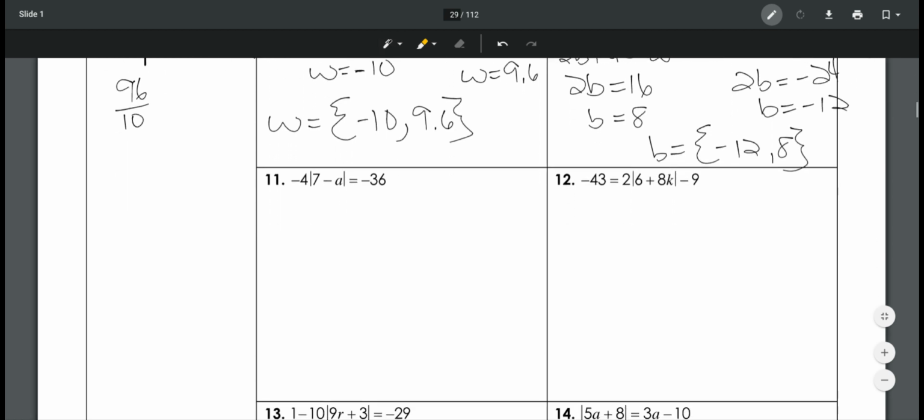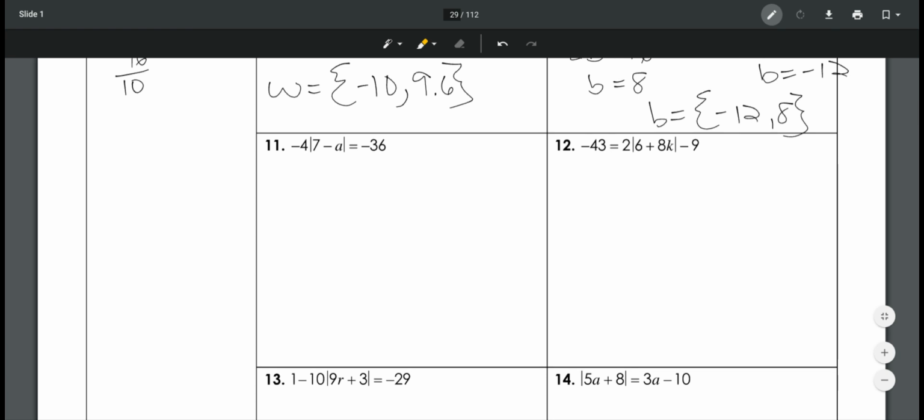Now, a lot more I have to do with number 11 and number 12. I'm going to isolate the absolute value. This time I need to divide both sides by negative 4 to get the absolute value of 7 minus a. That gives me positive 9. So I'm going to set up my two problems once I get my absolute value isolated. So 7 minus a equals 9, and 7 minus a equals negative 9.